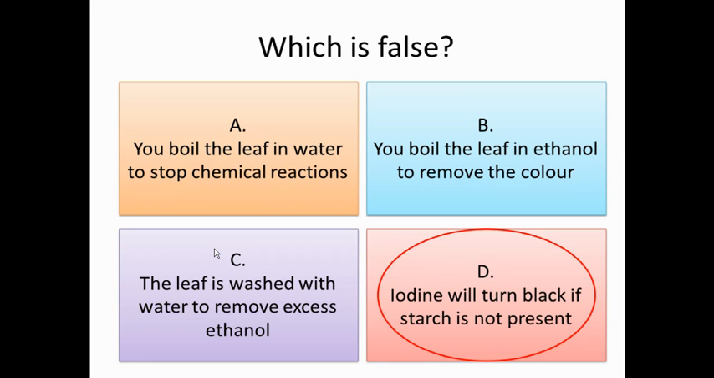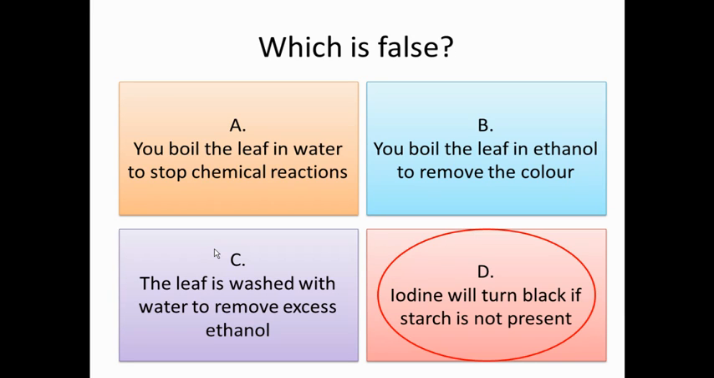Then once it's boiled in hot water, once all of the chemical reactions have been stopped, you then boil the leaf in ethanol to remove the colour. This makes it much easier to see if there's a positive test. The leaf is washed with water to remove excess ethanol. So imagine, you take it out of the ethanol and there's still ethanol on the surface. The test may not be as accurate when you add on the iodine. So it needs to be washed off to remove excess ethanol.